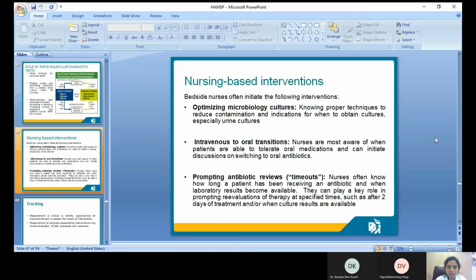And some more nursing-based interventions. Bedside nurses often initiate the following interventions: optimizing the microbial cultures, because proper techniques are necessary before collecting the cultures, switching from intravenous to oral therapies, and antibiotic timeouts. Nurses often know how long a patient has been receiving antibiotics and when the laboratory reports are available. They can play a key role in prompting reevaluation of the therapy at specific times, such as after 2 days of treatment when the culture results are available.